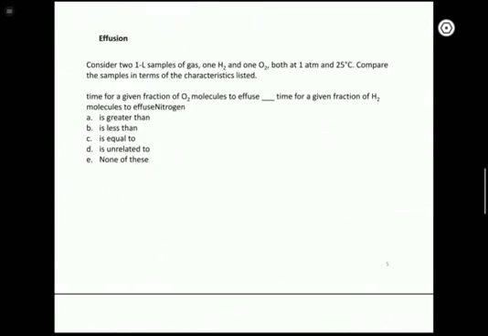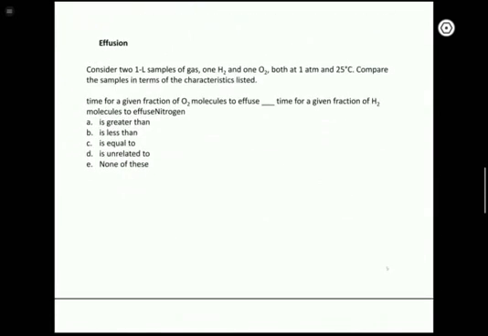And then finally another problem with effusion, and here we're considering two 1 liter samples of gas, one H2 and one O2, both at 1 atmosphere and 25 degrees Celsius, and now we're comparing the time that it takes to effuse. Sorry, that's a typo. We're looking for the time that it takes to effuse. We're comparing H2 and O2. Now again, we can think about it mathematically or conceptually or both. As we talked about, the lighter gas effuses faster.